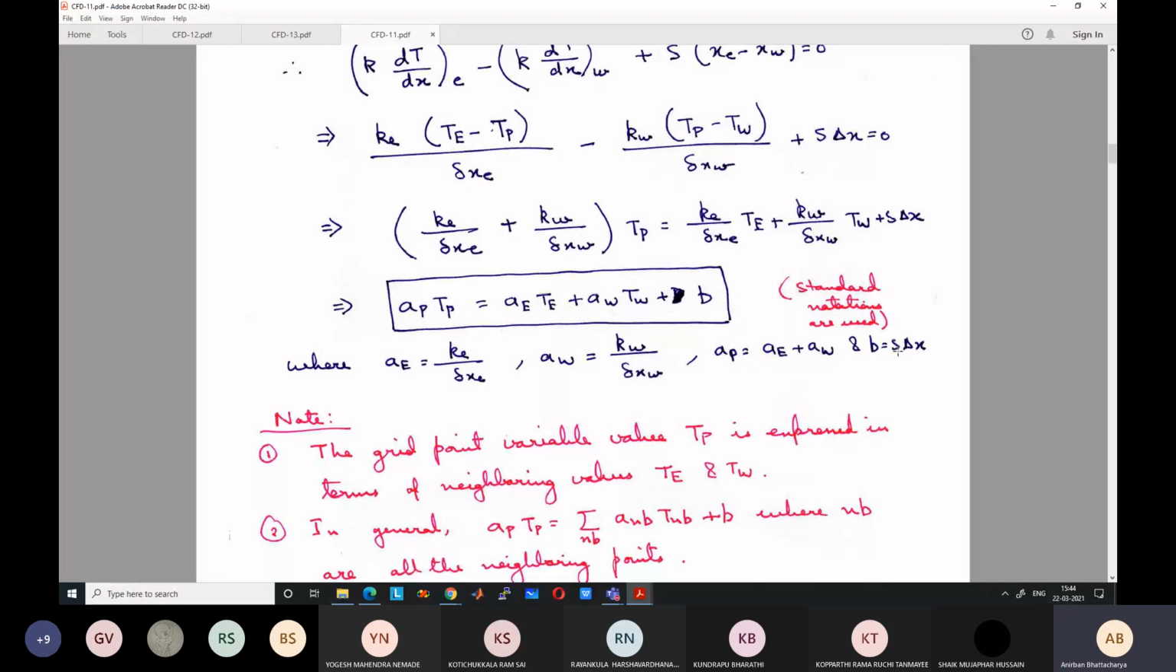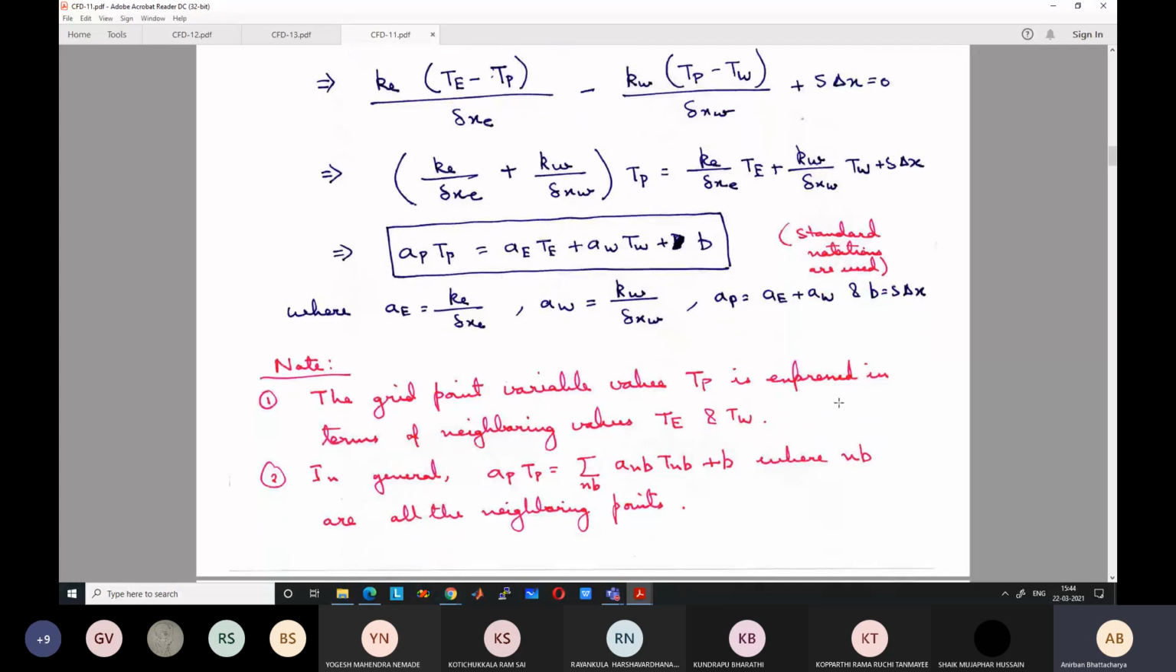If it is a more general problem where more than 2 neighboring points are present, like a 2D problem or a 3D problem, the general equation is of the form aP TP is equal to the summation over all the neighboring points of aNB TNB, where aNB is the coefficient of TNB, plus b. Okay, whatever extra term is there. Again, we will have n equations and n unknowns, and we can solve them together, or we can use some iterative method. So this we had discussed.